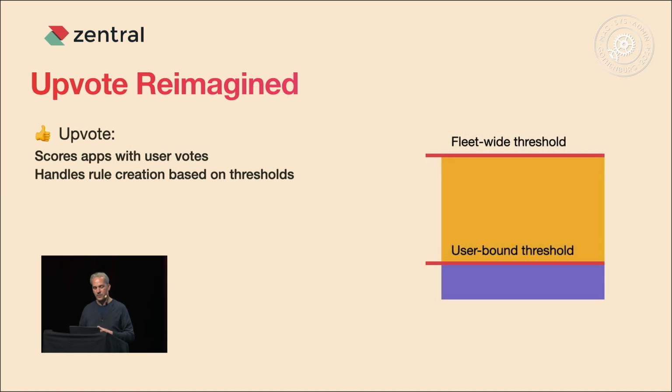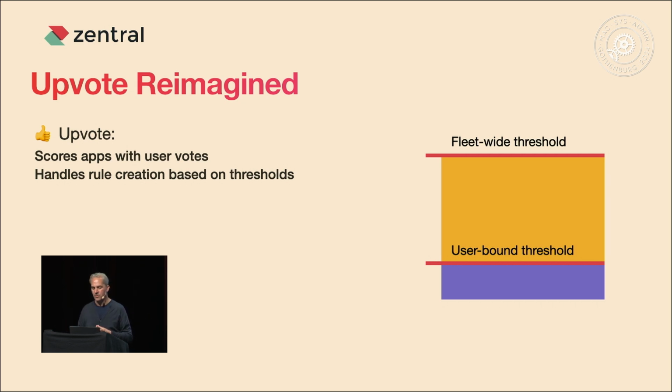In Upvote, users vote on binaries, and every binary has a score. When the score exceeds the first threshold, seen here, the app is allowed for the users that voted on it. And when the score exceeds the second threshold, the app is allowed across the whole fleet. And these thresholds can be set freely.